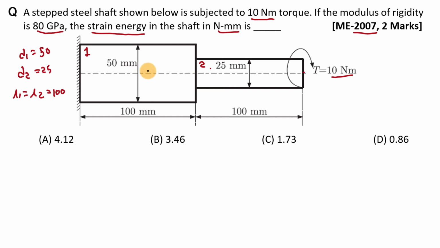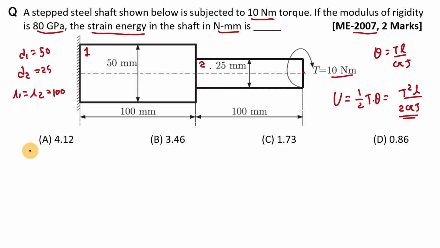Now see, we know how to find strain energy in the case of torsion loading condition. We know that U is equal to 1 by 2 T into theta, right? And theta is equal to TL by GJ. So actually U is equal to T square L by 2GJ, correct? So this is the equation that we are going to use in this question to find out total strain energy.